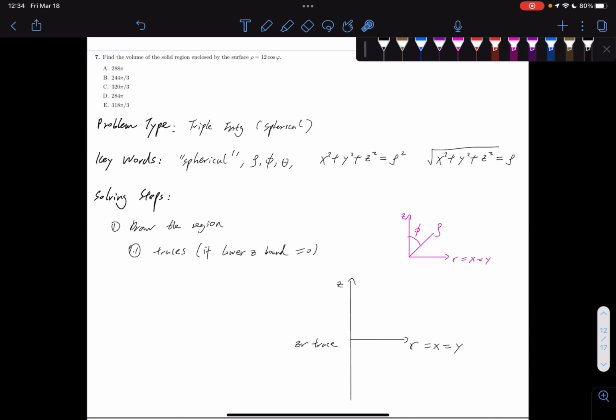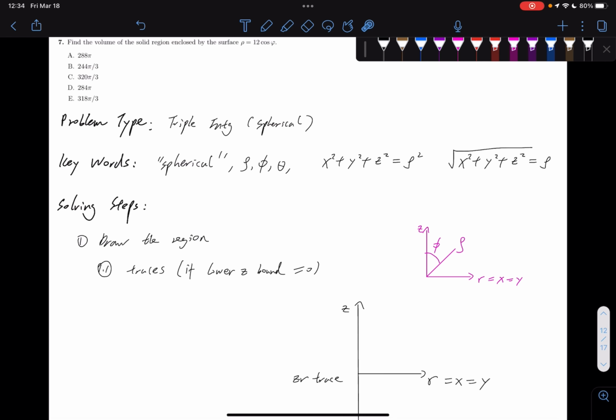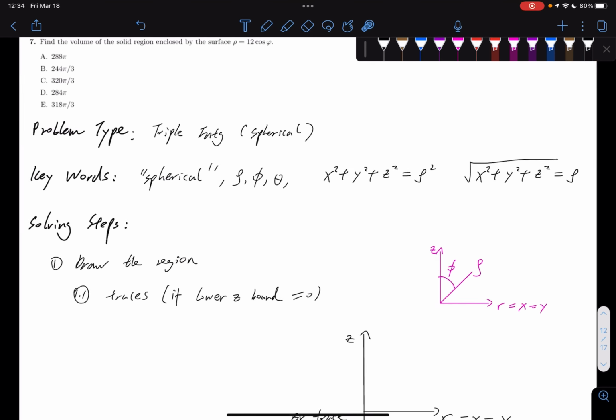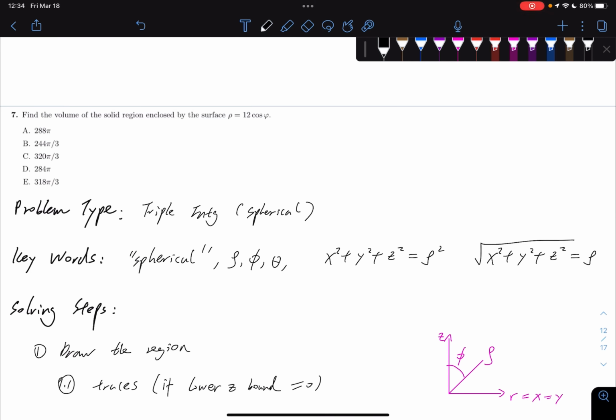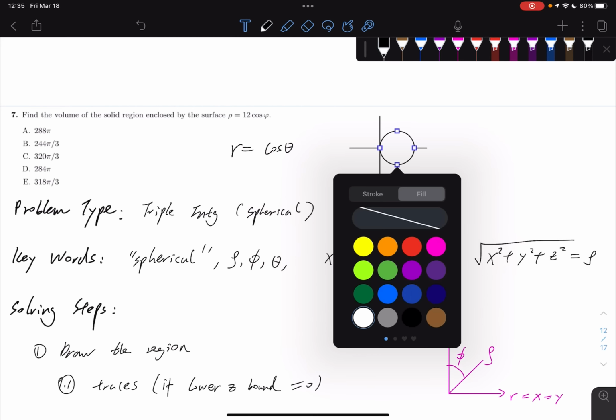So let's go back to the question. The surface is rho equals 12 cosine phi. How does that look in the ZR trace? What does this cosine even mean? Hopefully you will remember from your pre-calc or calculus 1 and 2 that there's an equation that looks like this: r equals cosine theta. What does this look like? This just looks like a circle displaced to the right on the xy axis.